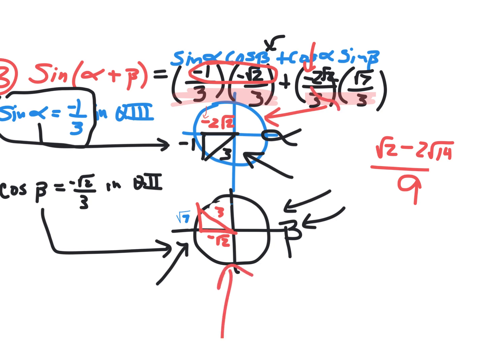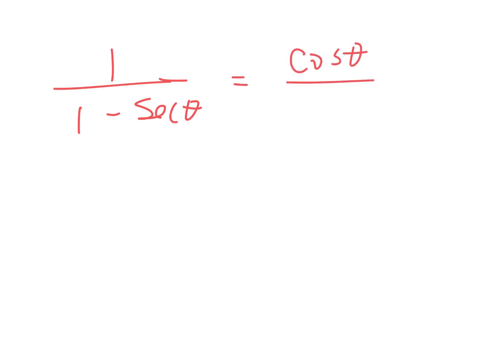Okay, next we're going to go on to the fourth question. This one's just to remind you about common denominators. 1 over 1 minus secant. If I tell you that your answer needs to come out with cosines in it like this, you'll know, well, duh, I need to somehow get cosines into my problem. How do you get cosines into the problem? Well, you replace secant with what?